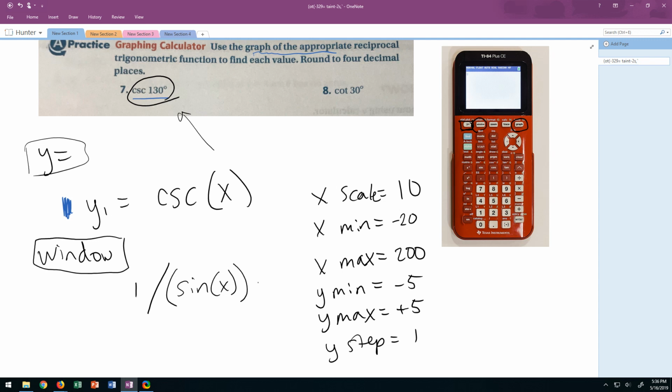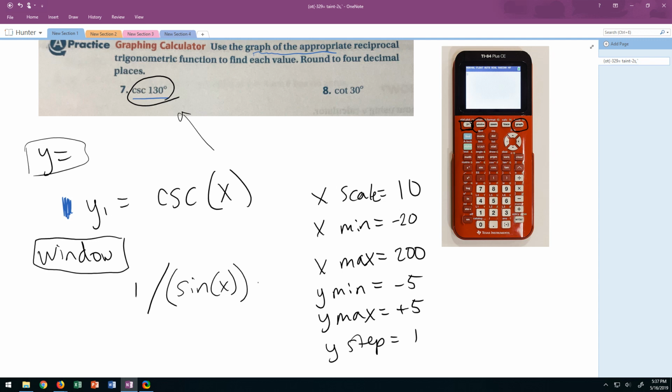All right, now I got to go to my window editor. My x-min, what did I say my x-min should be? Negative 20. X-max should be 200. X-scale should be 10. Y-min, negative 5. Y-max, 5. And then Y-scale should be 1. Perfect. Now I'm going to go ahead and graph it.